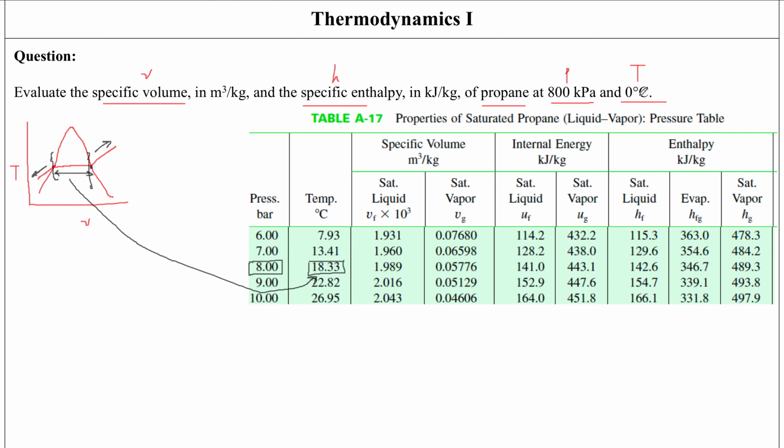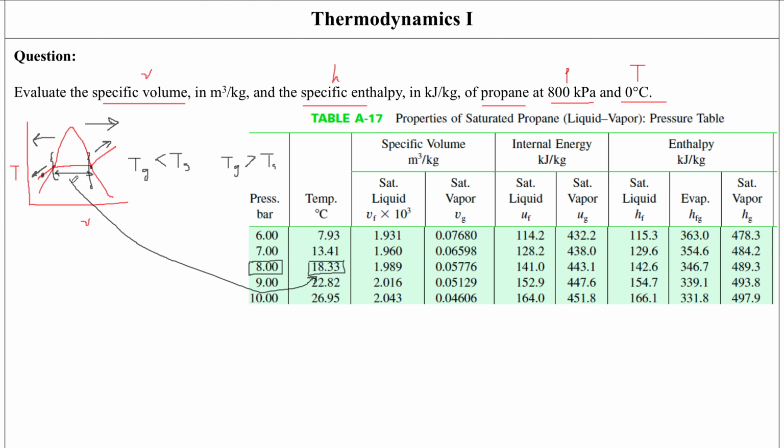If the given temperature were higher than the saturated temperature, then you'd be in the superheated region. But because the given temperature for our case is less than the saturated temperature, that means we are in this region on this side of the dome.